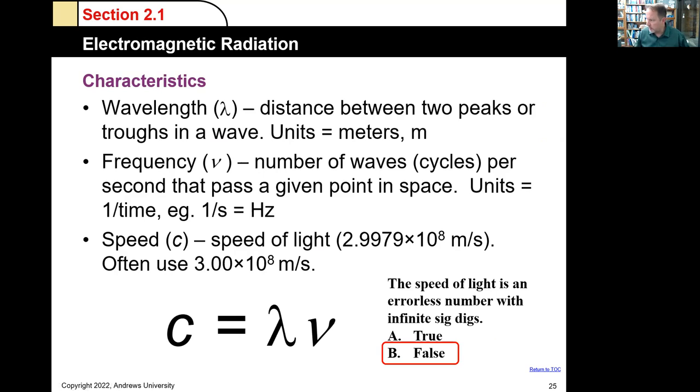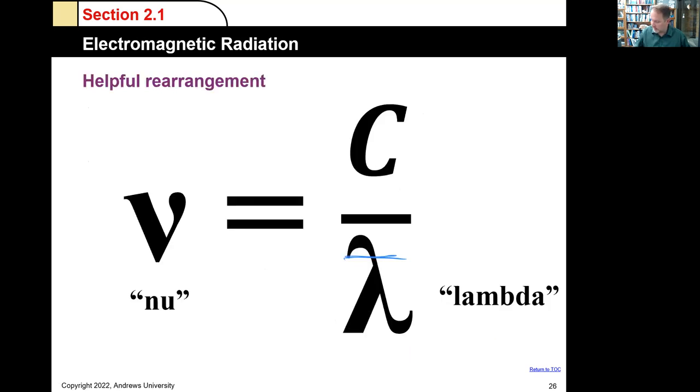Let's look at some problems and relationships to light. The speed of light is an errorless number with infinite significant digits. The answer is false. It is a measurement. Scientists do measurements to get to this number, so that's why it's 5 significant digits, and we want to make sure we understand that.